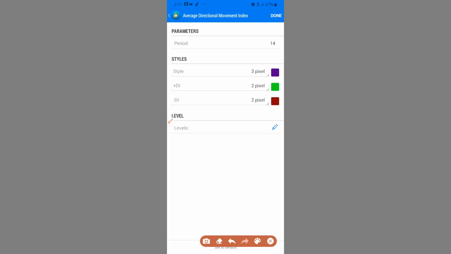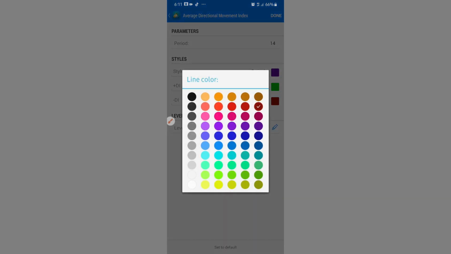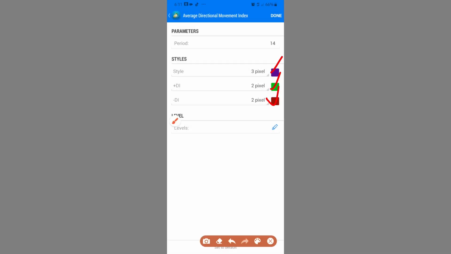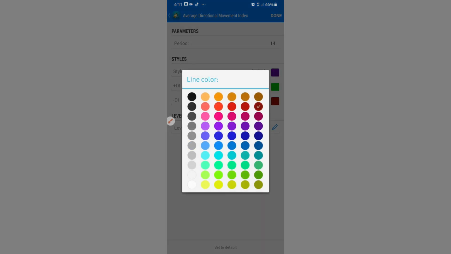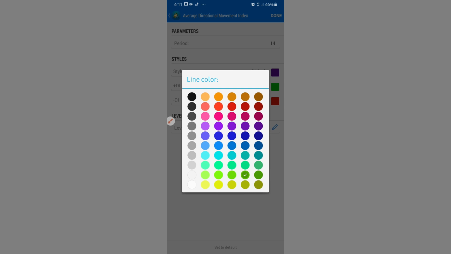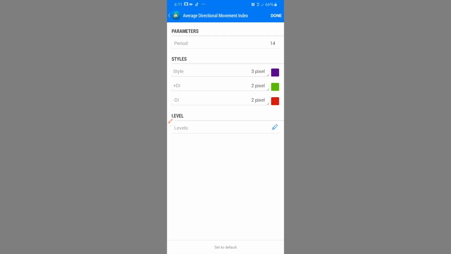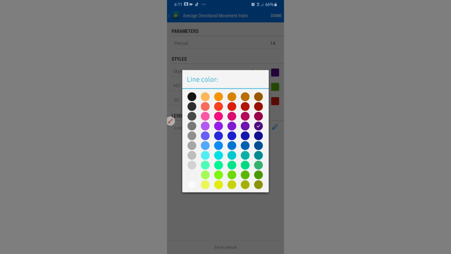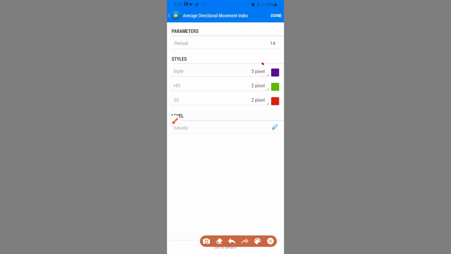You have the period, you have the style, you have the positive directional index, you have the negative. These are the colors that I like to choose. So you come here and select any of the colors that you want to change to fit what you want. For the negative here, I'd use red. Let me change that so you can see how it is. I'd use green for this, or maybe I'll just leave it at what it was, and then I use purple for this, and I like to keep this at 3 pixels or higher. Once you're done, click on done.